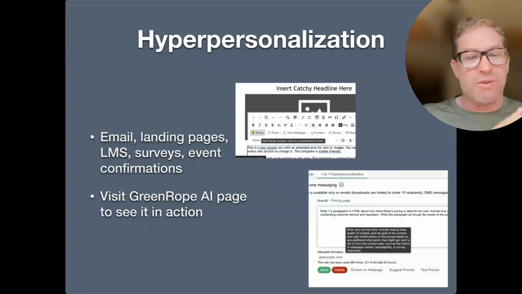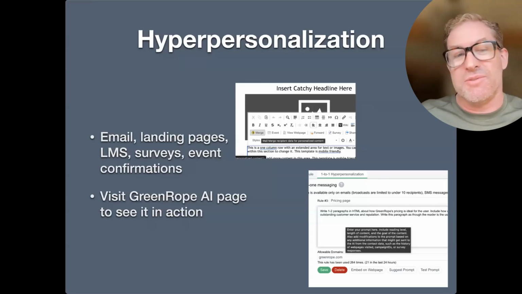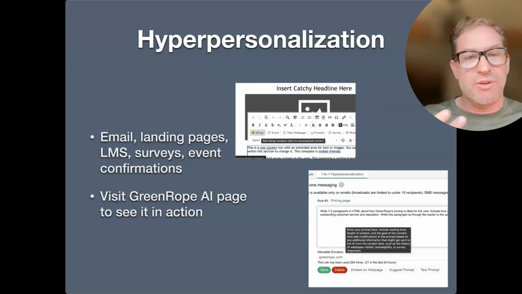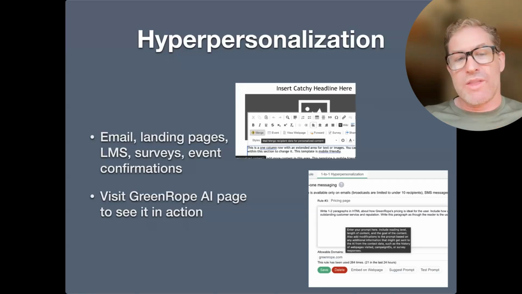And so if you're bored, you can go to the greenrope.com website. We have a page there on AI, and you can see what it does for you, especially when combined with services that do data appending, where you can take someone's email address and add in things like how much revenue they are, where they live, where they work. You can do research on their companies and feed all that into the hyper-personalization engine.